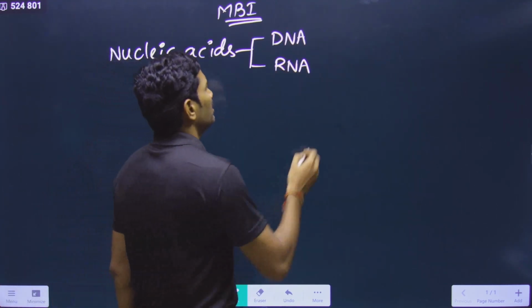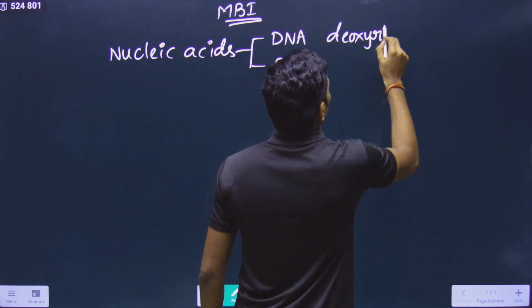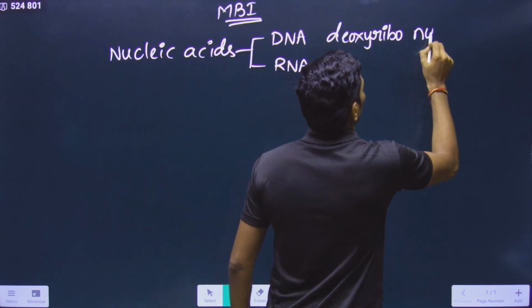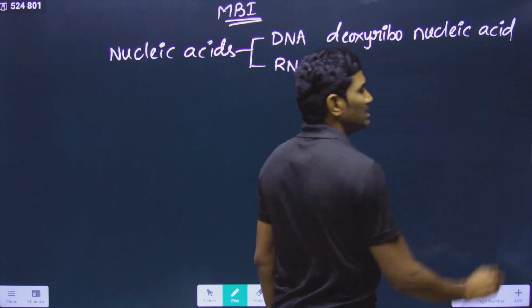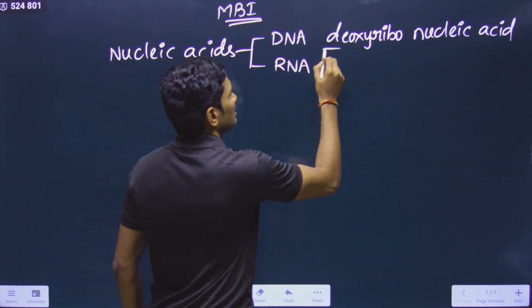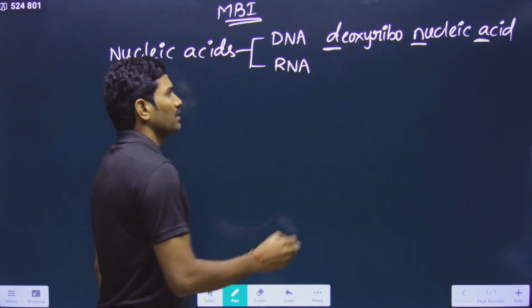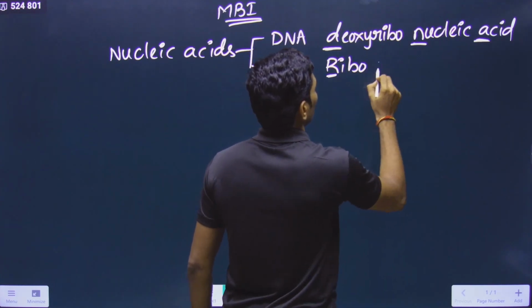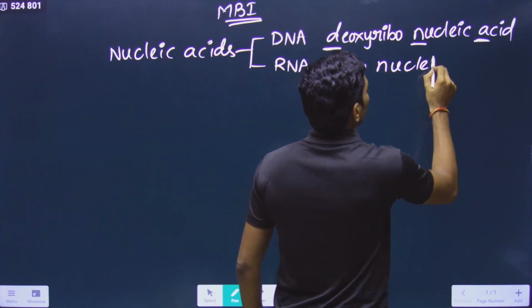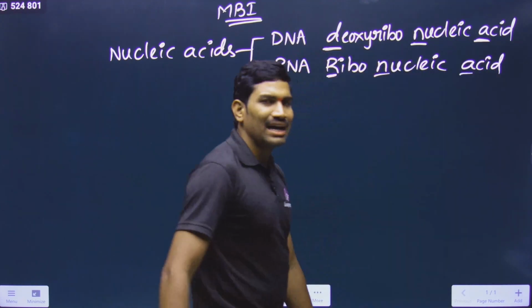What is the full form of DNA? It is deoxyribonucleic acid. Deoxyribonucleic acid is nothing but DNA. In short, we call this DNA. And what is RNA? It is ribonucleic acid. In short, we call this RNA.